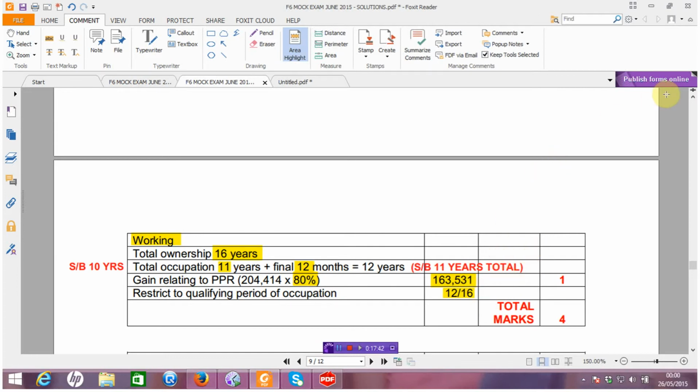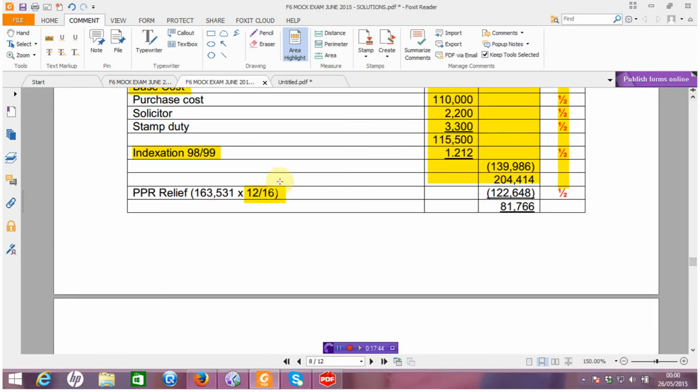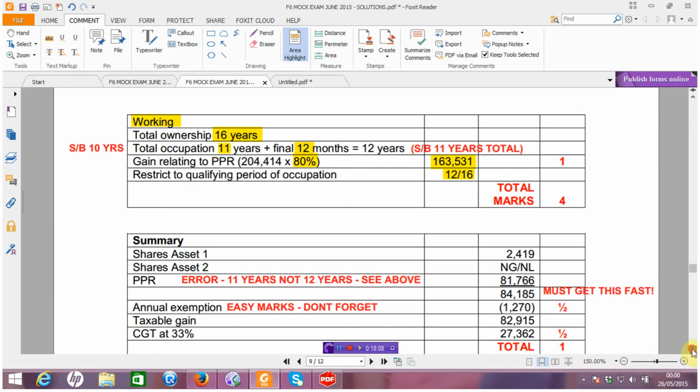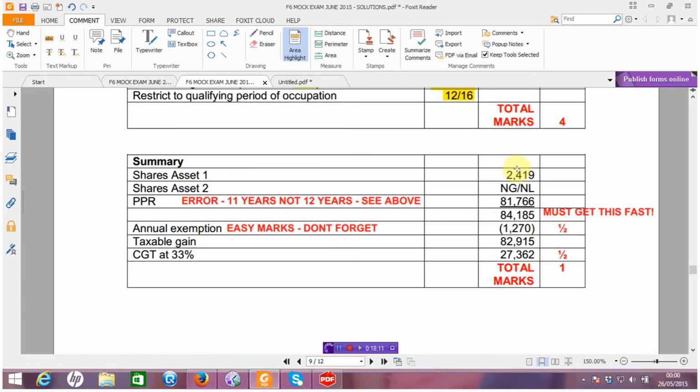If we look at their numbers, even though I've said that they are slightly skewed, they take 80% of the gain. They say, well, that's our starting point. Anything else is going to be taxable. And they take their 12 over 16 and strip out the element of PPR relief, leaving 81,766 as being chargeable. In terms of a summary down here, you'll see that we have each of the assets detailed. We have the gain on asset 1, the NGNL, which is effectively 0, and then we have the 81 as above.